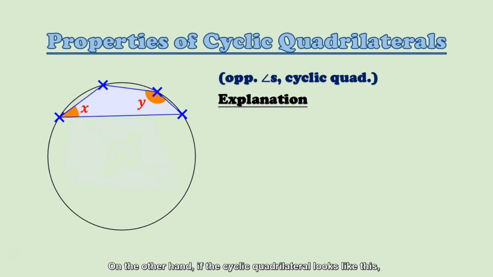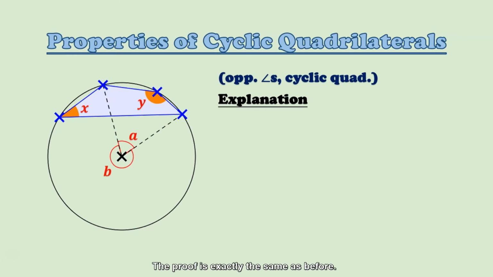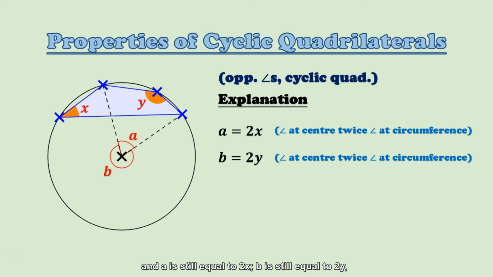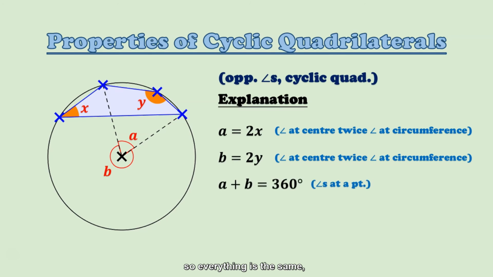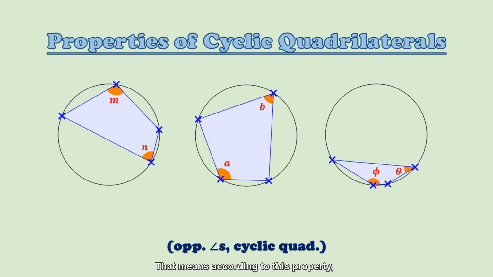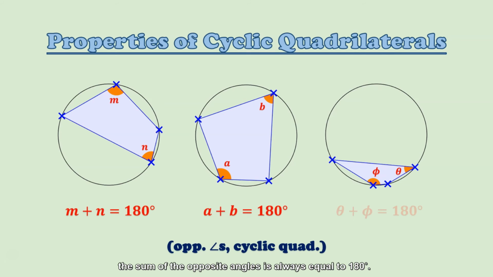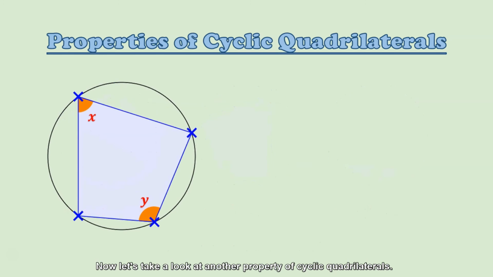On the other hand, if the cyclic quadrilateral looks like this, we can still prove that the sum of the opposite angles x and y is equal to 180 degrees. The proof is exactly the same as before. We just join the lines to the center, and A is still equal to 2x, B is still equal to 2y, so everything is the same, and that's why x plus y is equal to 180 degrees. That means according to this property, for any cyclic quadrilaterals, the sum of the opposite angles is always equal to 180 degrees.